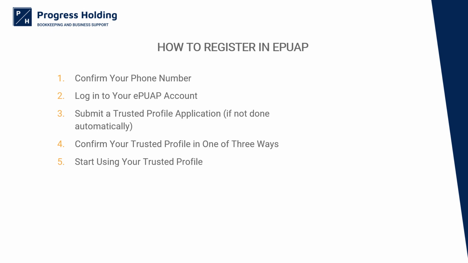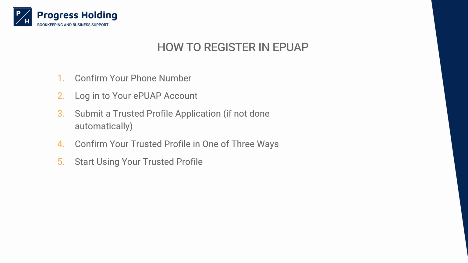Once logged in, you'll be taken to the user dashboard, where you can access your inbox, services list, and trusted profile menu. Submit a trusted profile application. Go to My Trusted Profiles. Click Apply for Trusted Profile. Confirm your personal details. Choose a verification method, email or SMS, usually email. Enter your email and click Verify. Enter the code received and click Submit Application.